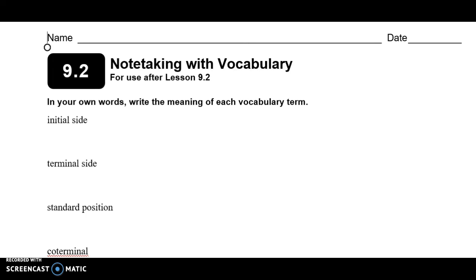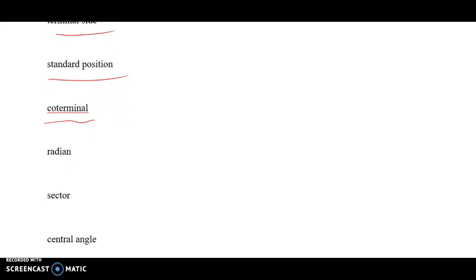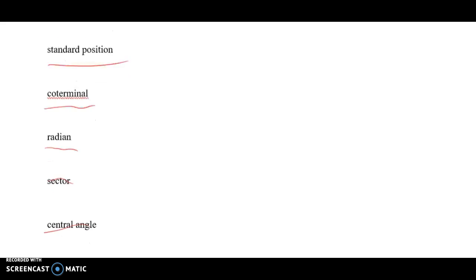Today we'll begin section 9.2. After this lesson, you'll be able to define the words initial side, terminal side, and standard position. We'll then talk about coterminal angles. In class, we'll define what a radian is, and we'll be skipping sector and central angle for this year.